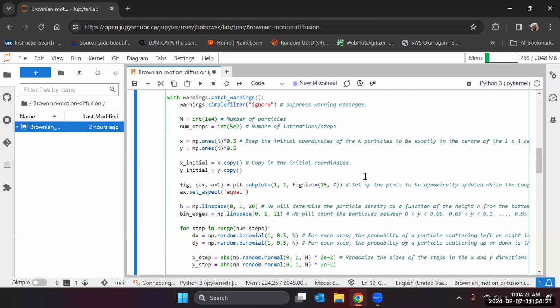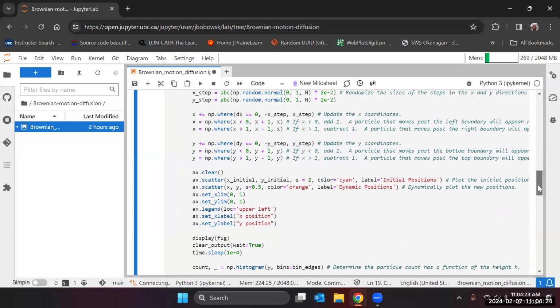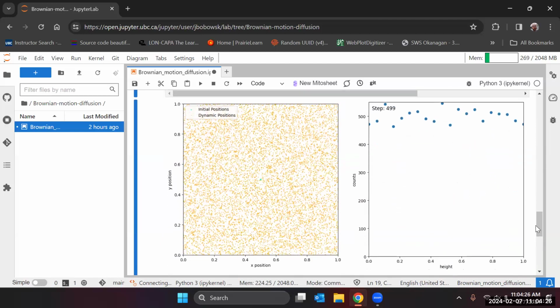Okay, so what we're going to see is a couple of plots like this. I'll run the simulation. This is 0 to 1 in the X direction and 0 to 1 in the Y direction, so we have this square chamber. And you see this little faint blue or cyan dot. That's the initial position of all 10,000 particles. They all get placed at this exact same spot, and then we'll watch them move around.